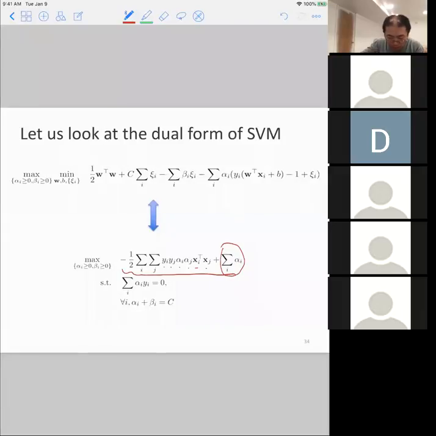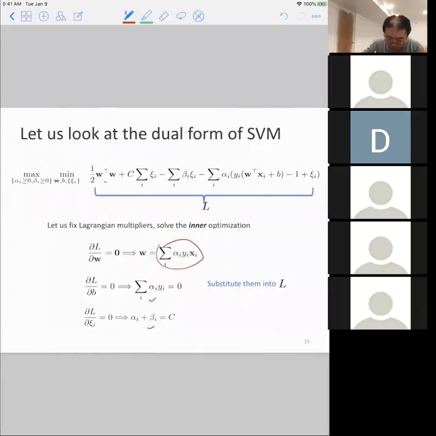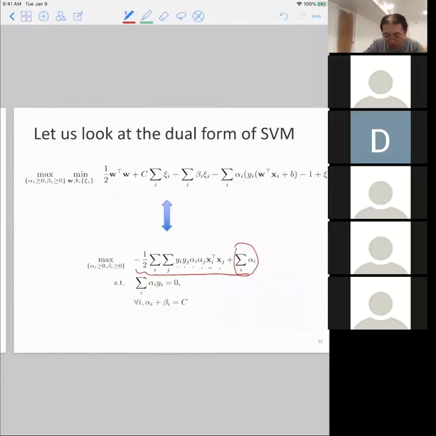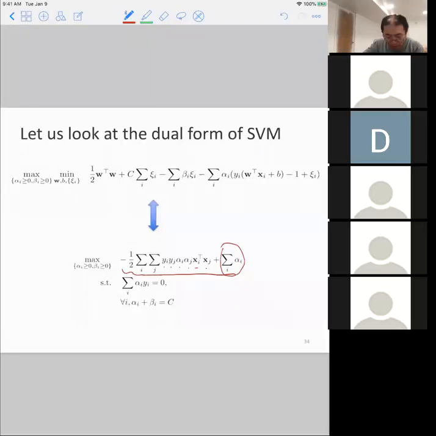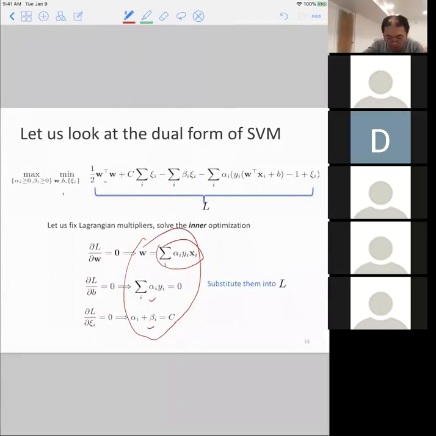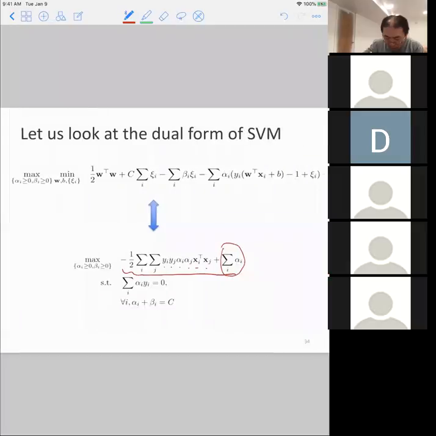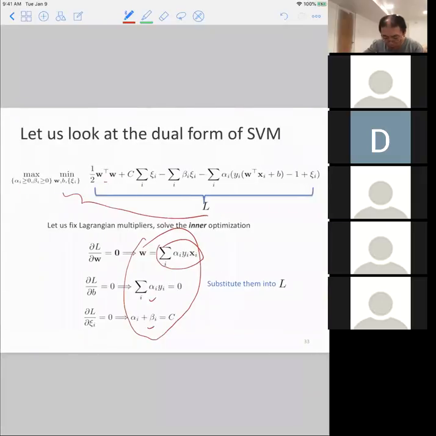But this can only be obtained when all of those three conditions are satisfied. Meaning that if you want to simplify the inner minimization results into this objective, you have to include these two equalities, which are derived from here. Does it make sense? Yes. Any question?